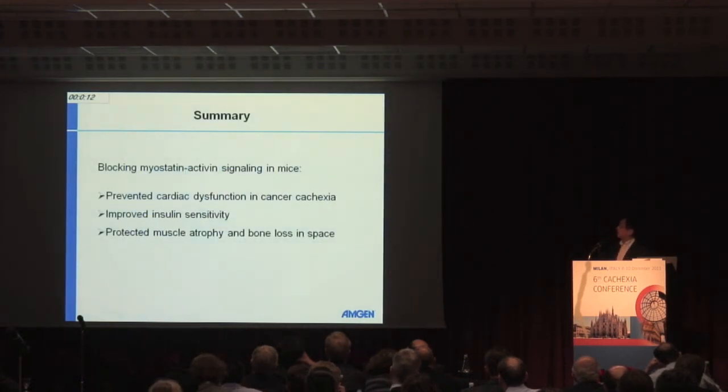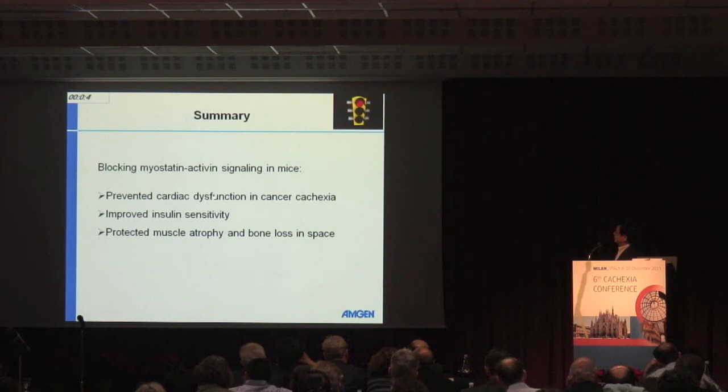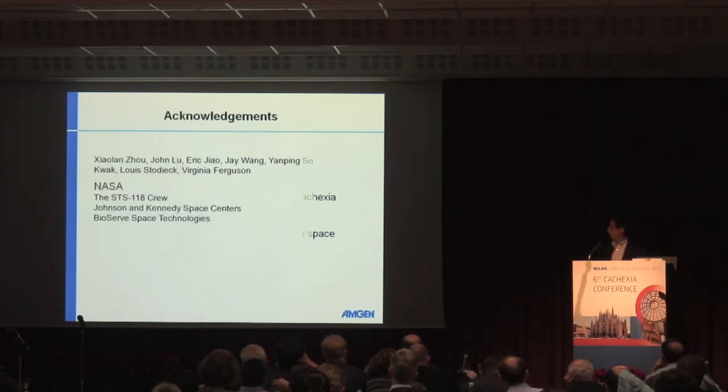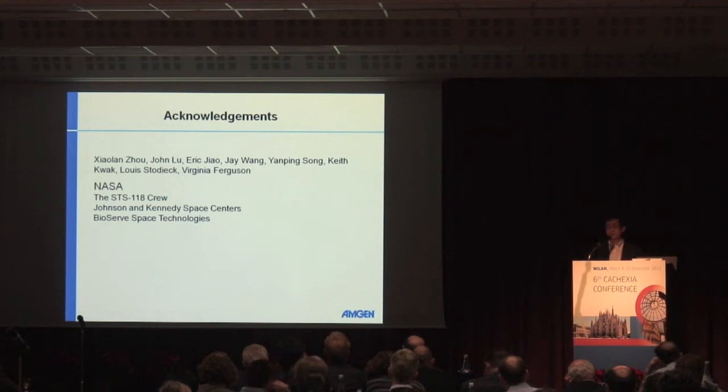So here I wanted to end by saying we showed three elements. One is the cardiac dysfunction related to this pathway. Another was insulin sensitivity, and third was disuse. And I wanted to thank my team for their hard work, and also wish to take this opportunity to thank NASA for their interest in muscle testing.